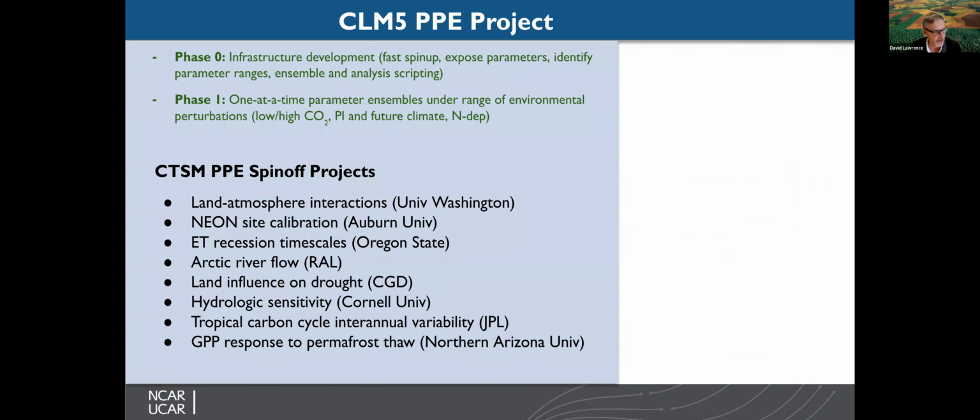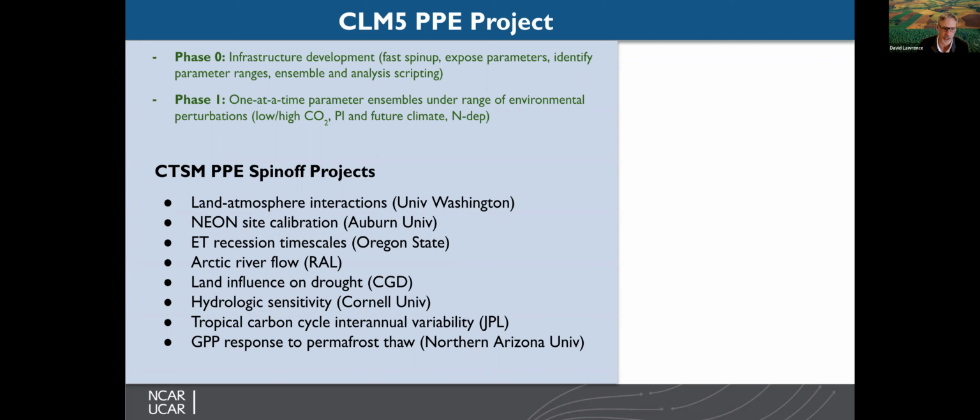And so we're already seeing that this data set is proving really useful. There have been about 8 to 10 spin-off projects from the perturbed parameter experiment effort that have already started looking at different ways to use this data set. So there's a spin-off project on land atmosphere interactions, a spin-off project on NEON site calibration, a spin-off project on ET recession timescales, Arctic river flow, land influence on drought, hydrologic sensitivity, tropical carbon cycle, internal variability, and GPP responses to permafrost thaw. So this is definitely a case of, I think, evidence that if you build it, they will come.